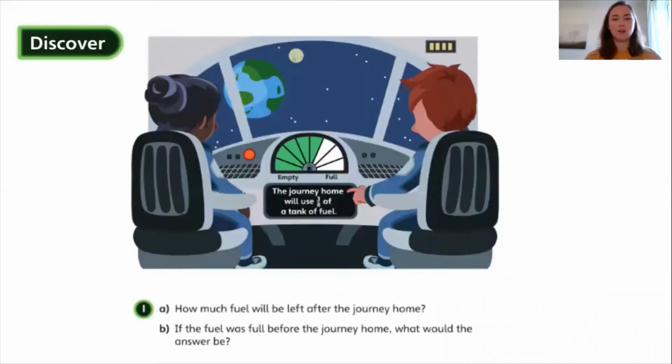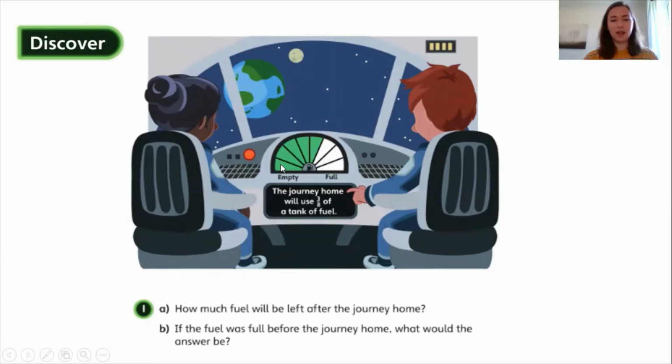Let's get started with our Discover then. I'll read it out to you and then you'll have some time to have a go yourself. So we've got two guys in a spaceship here. The first question is how much fuel will be left after the journey home? And then the second part of the question is if the fuel was to be full before the journey home, what would the answer be? You need to pay attention to the picture for this one.